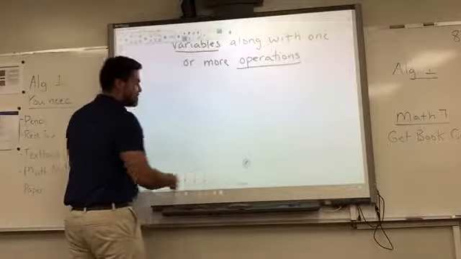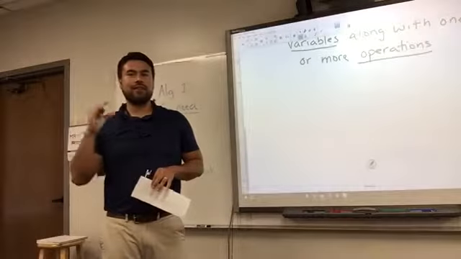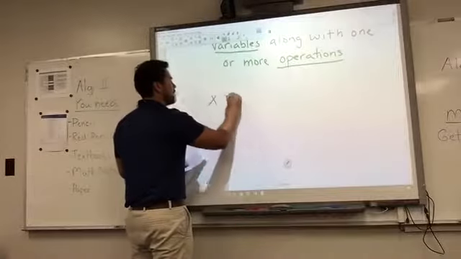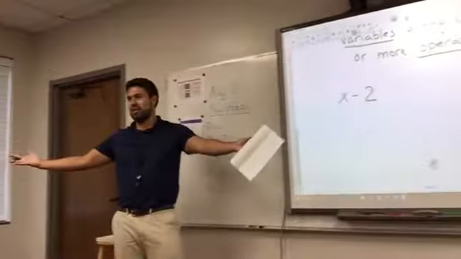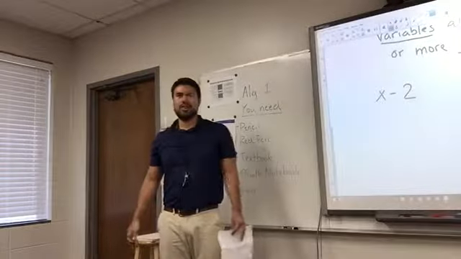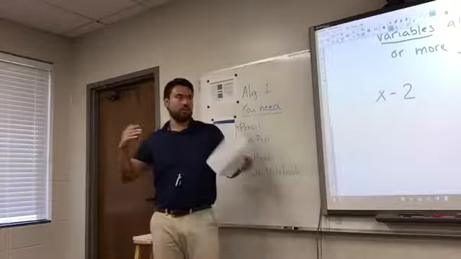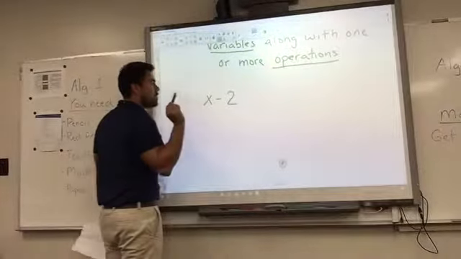All right, so let me give you some examples, because some of you are like, yes, mister, I get that, but like you're not seeing it yet. So let me give you an example. X minus 2. Okay, is that an expression? Algebraic expression. Okay, does it have numbers and variables? Okay, at least one of each. Okay, we got it. Does it have an operation? What's the operation?